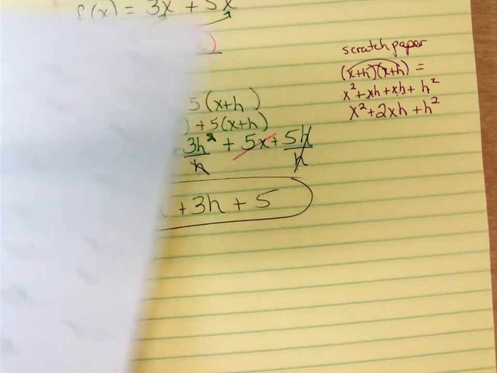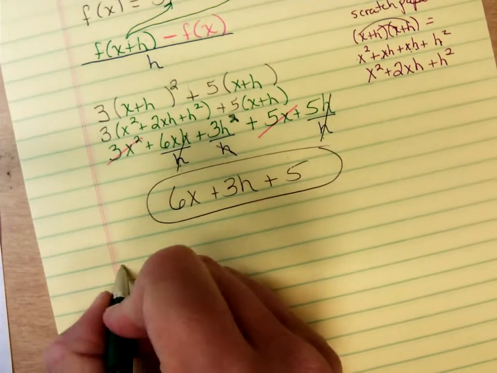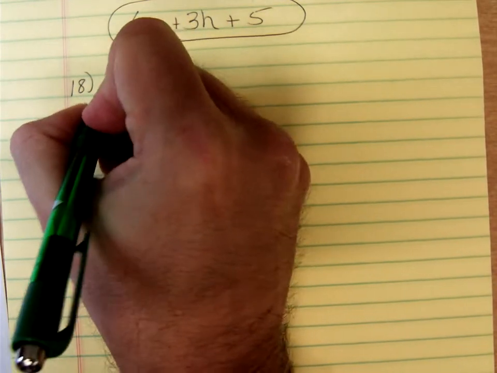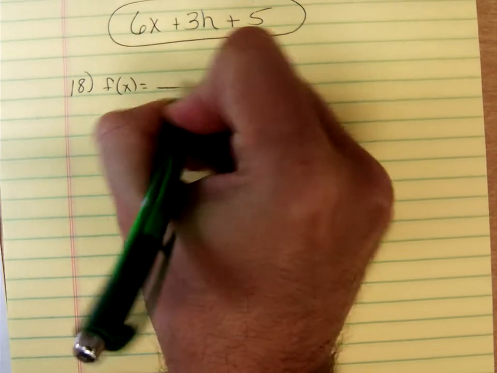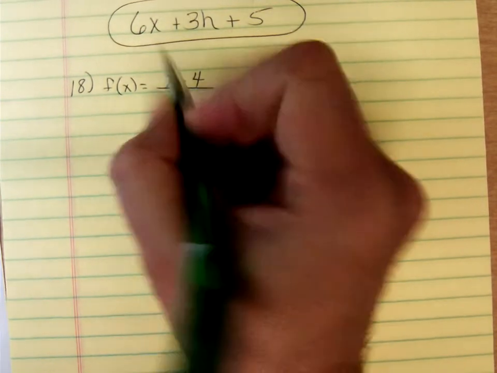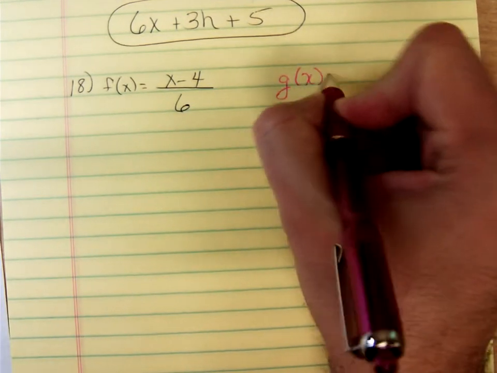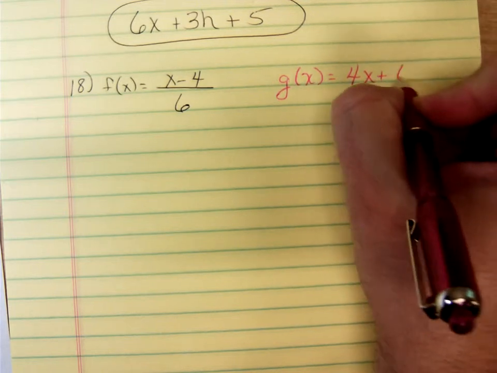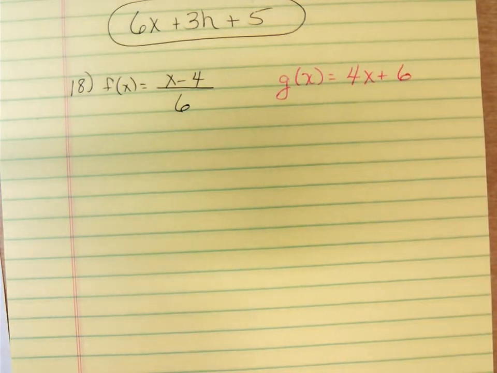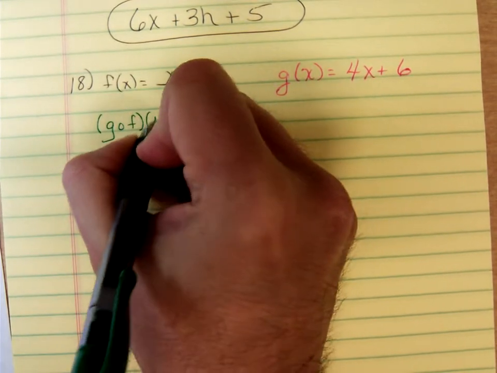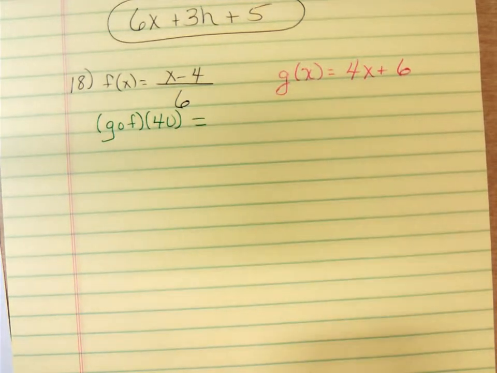So problem number 18. I think I'm going to color code it. f of x is x minus 4 over 6, and g of x is 4x plus 6. We're told to find g of f of 40. So we're looking at g of f of 40, or golf 40.